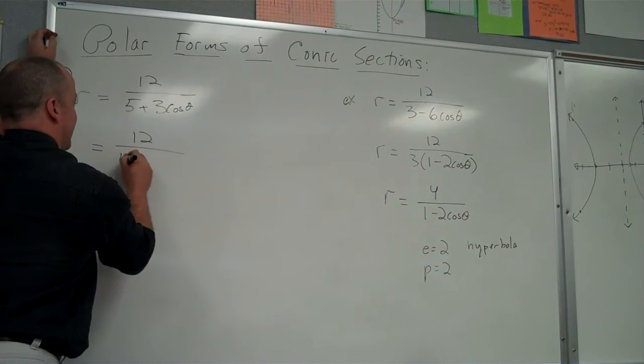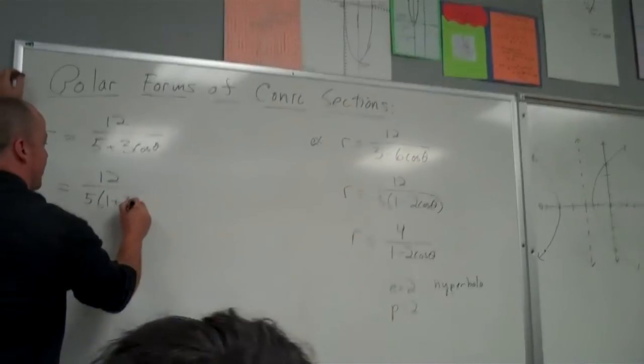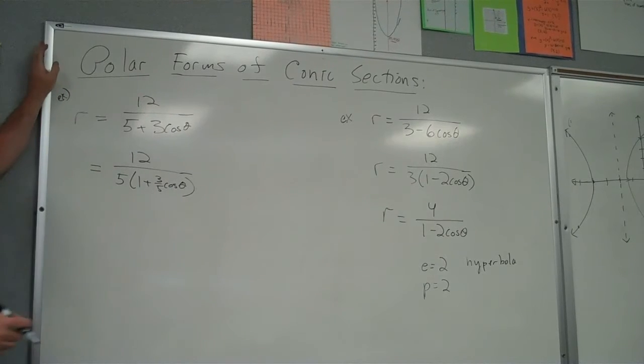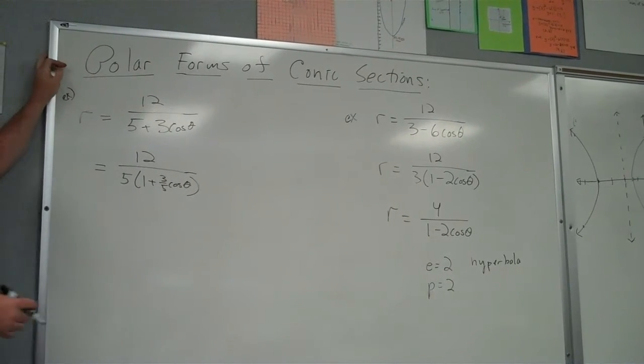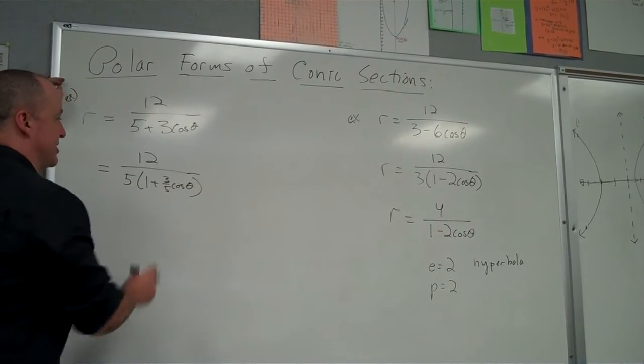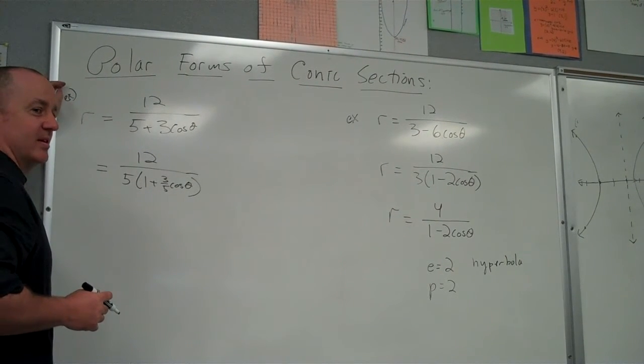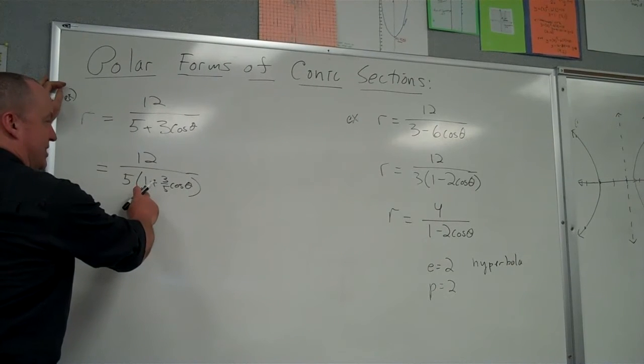So what we're going to have is 5 times 1 plus 3/5 cosine theta, right? Correct. Now this means eccentricity less than 1. So what are we talking about? The 5 is still there. This one will take care of it.